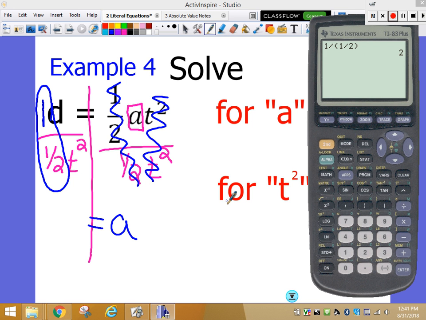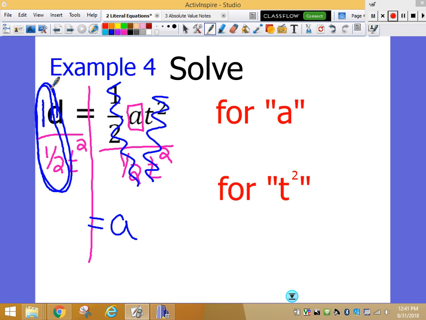Now, anytime you divide, like I did 1 divided by 1/2, I got 2. That 2 goes in the numerator. So it's really 2D divided by, and I still have t squared down in the denominator. A is all by itself, so we are done. A is 2D divided by t squared.